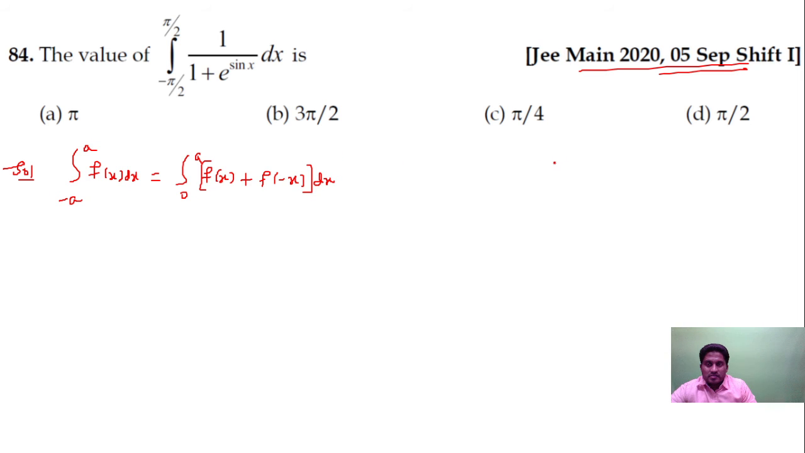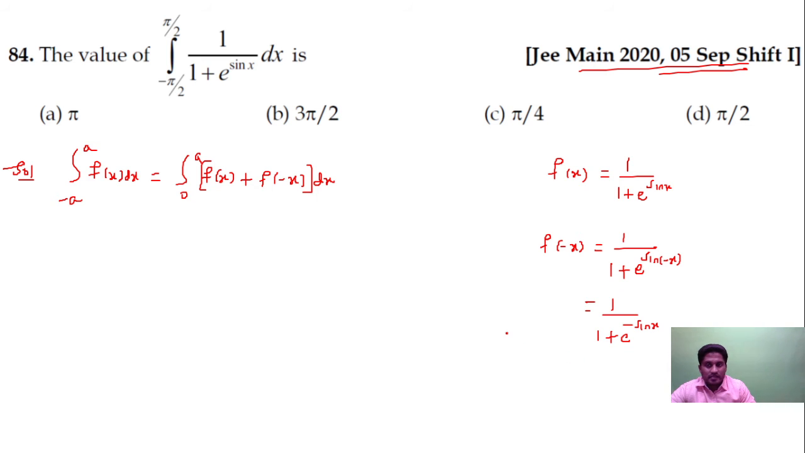Now f of x is equal to 1 upon 1 plus e to the power of minus e to the power of sin x. Okay, this is f of x. F of minus x is equal to 1 upon 1 plus e to the power of sine of minus x. Sine of minus theta is minus sine theta, so 1 divided by 1 plus e to the power of minus sine x.